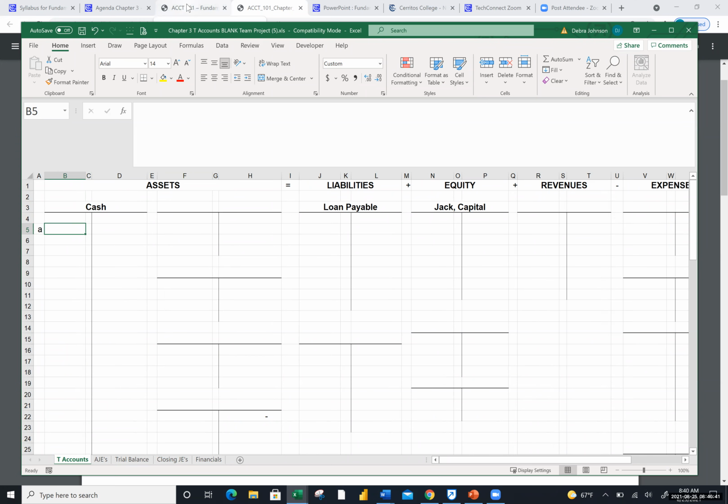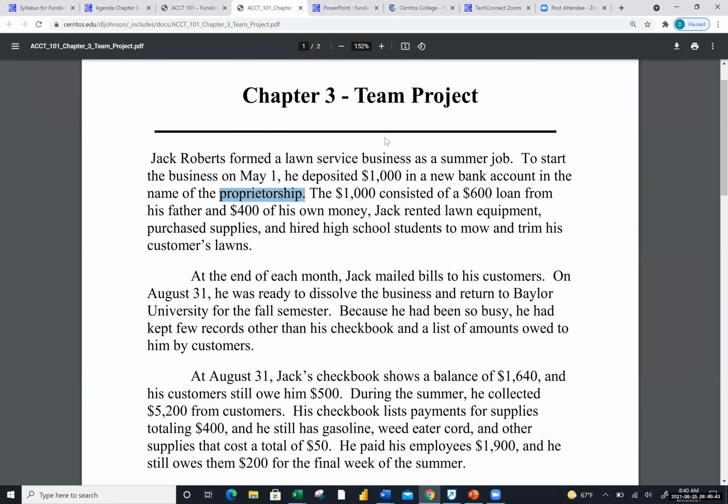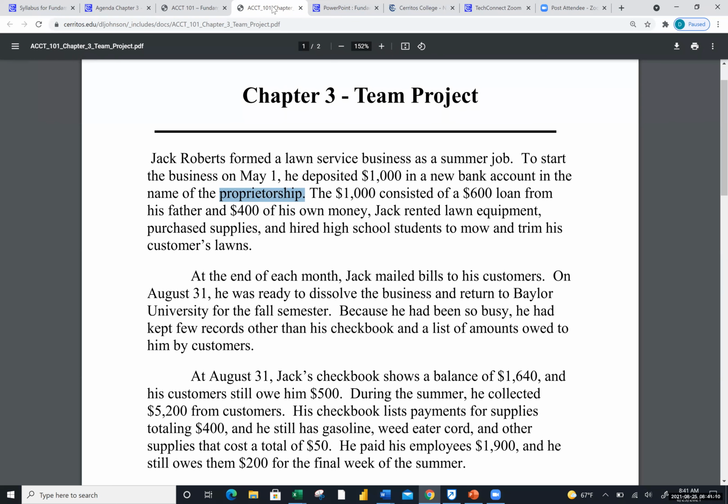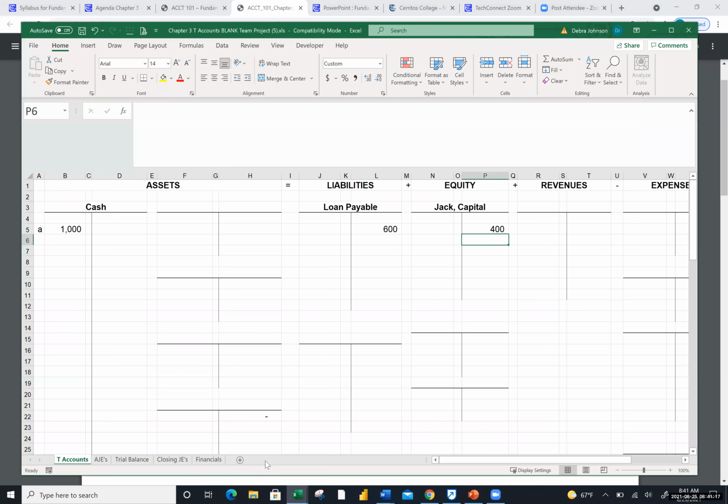I need to go read the amounts again. Whoops, wrong one. $600 loan from his dad and $400 of his own money. So here's how you would record that one. I would have $1,000 as a debit to cash. I would have a credit to loan payable for the amount that he borrowed from his dad. I hope it was 600. And the rest was his own money. That means he has $400 equity in the firm. Let me make sure that's right. $600 loan, $400 of his own money. This is what I mean about recording the transactions. Okay, that's the first one.